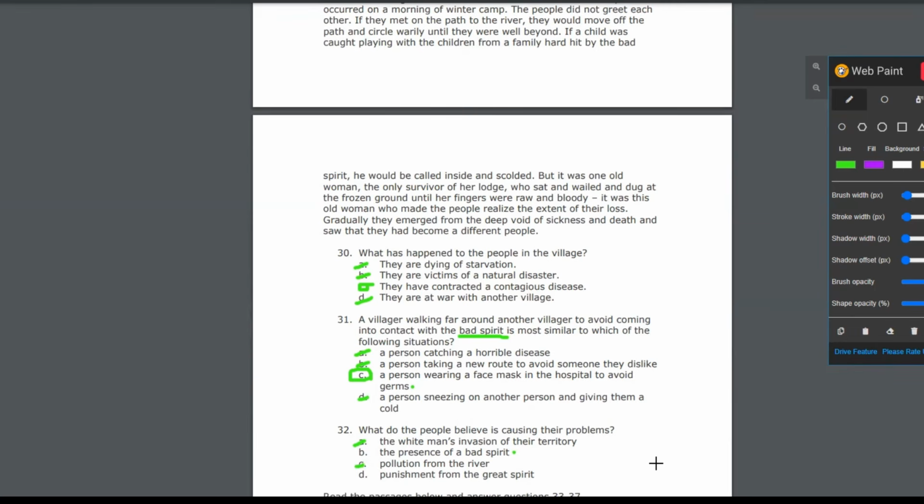And then it says punishment from the great spirit. So it's that reoccurring thing of the spirit, right? Which would kind of make you think, okay, are they being punished? Possibly they could be, but there's nothing in the passage that references that, though. They just keep speaking of what? A bad spirit that's killing people, which is why B is the answer.